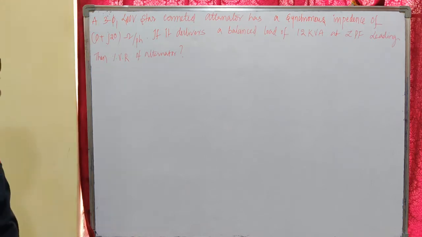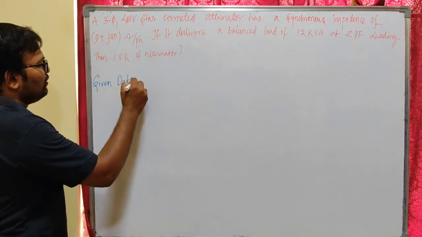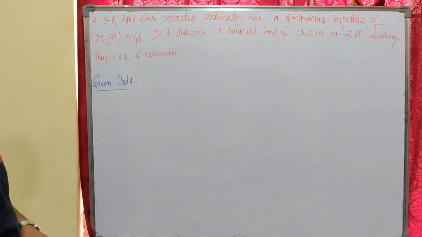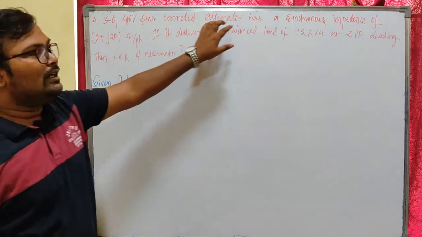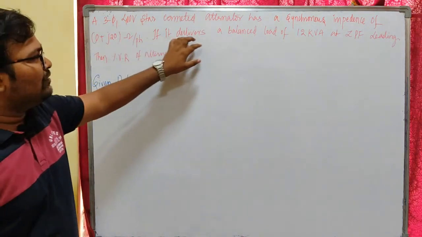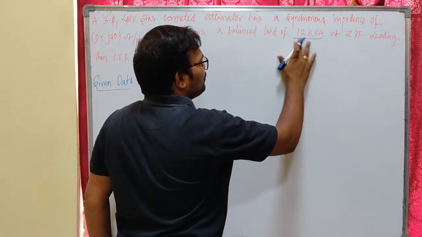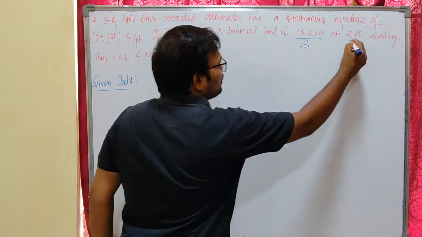Let us write down the given data so that you can know the steps to perform. It is a 3-phase 400 volts star connected alternator with a synchronous impedance of 0 plus j20 ohm per phase, and it delivers a balanced load of 12 kVA, which is the output apparent power, at 0 power factor leading.